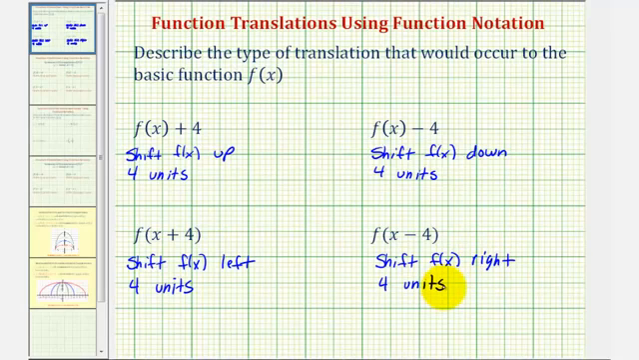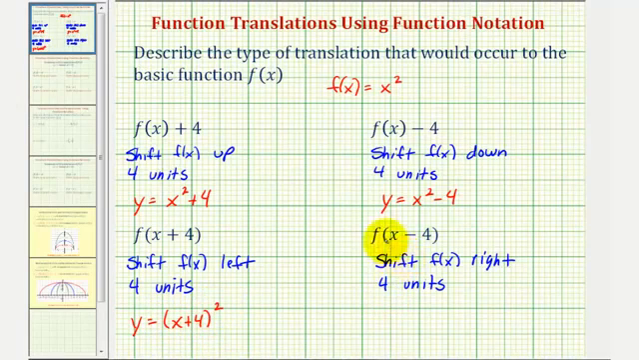Now before we go, let's consider the basic function f of x equals x squared as an example. If f of x equals x squared, then f of x plus 4 would be y equals x squared plus 4. F of x minus 4 would be y equals x squared minus 4. And f of the quantity x plus 4, notice how x plus 4 becomes the input into our function. We would have y equals the quantity x plus 4 squared. And then finally, for f of the quantity x minus 4, we would have y equals the quantity x minus 4 squared.